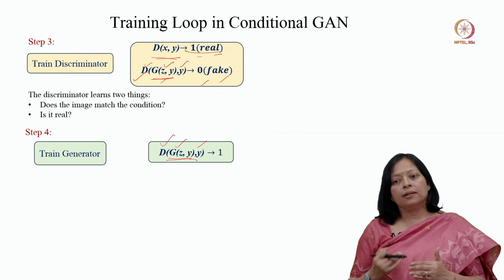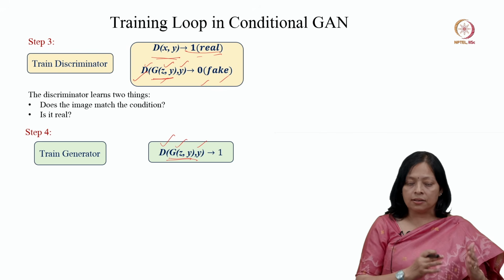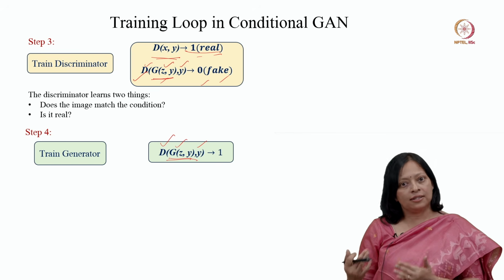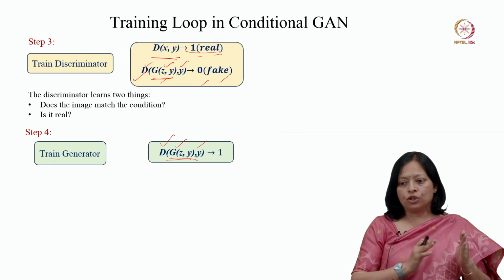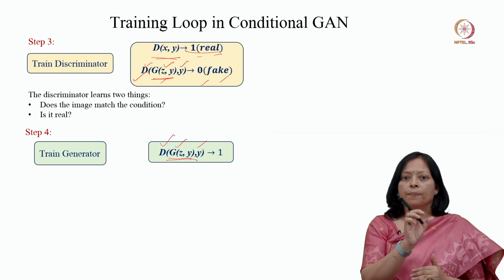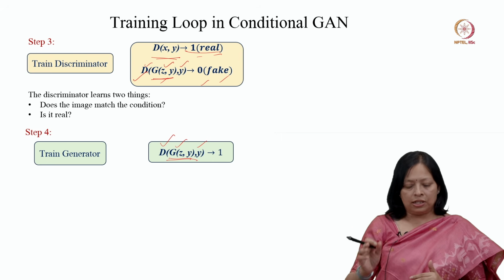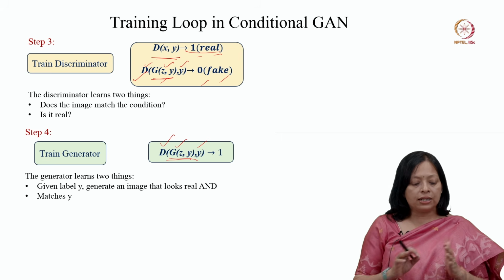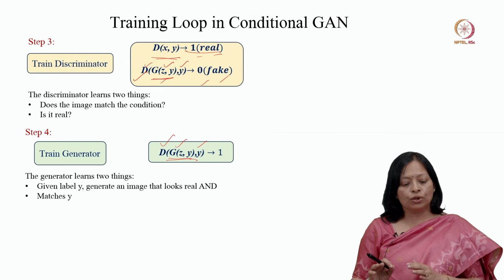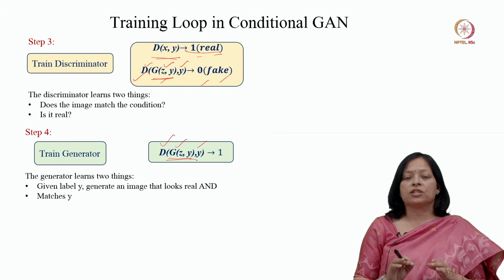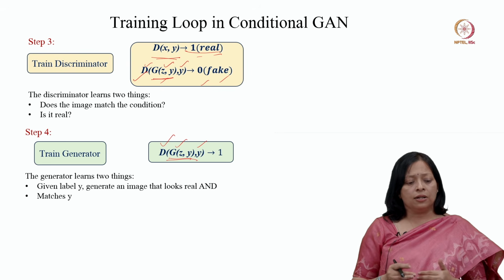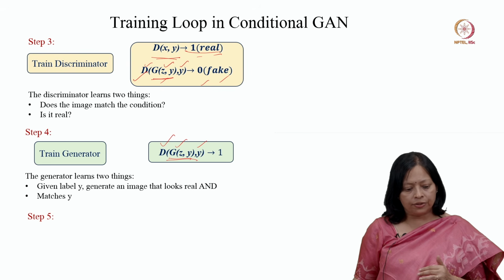Okay. So, the main thing that the generator tries to do is to fool the discriminator. That is the reason it tries to push the probability score given by the discriminator towards 1 for the generated image, which is conditioned on Y. So, the generator learns two things: given label Y, generate an image that looks real and matches the condition Y. So, these are the things that happen during the training of the discriminator and the generator.